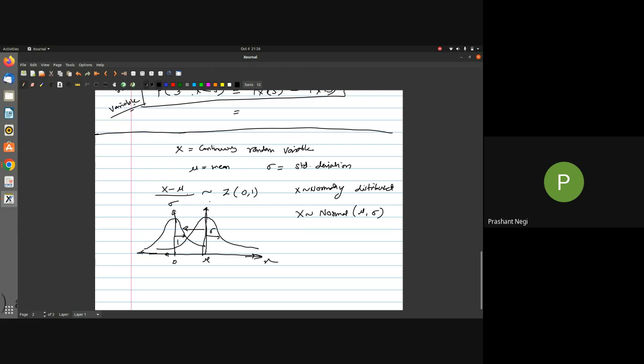Sir, how did sigma become 1, sir? So when x is normal with mu and sigma, what will be the variance of x? It is multiplied by that constant. We multiplied with 1 by sigma. The standard deviation was sigma, and when it is multiplied by 1 by sigma, it becomes 1. Oh, sorry, can you repeat it, please?